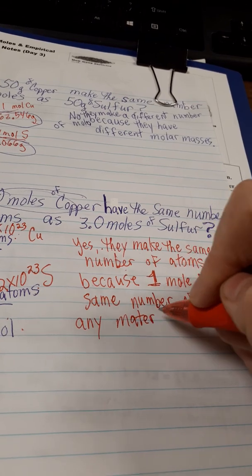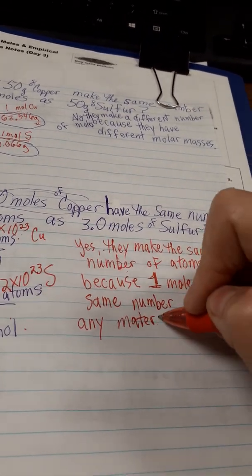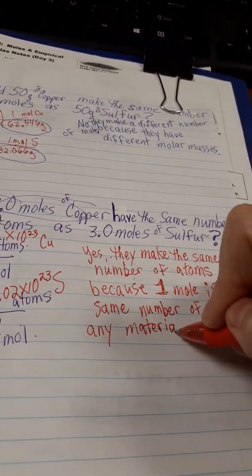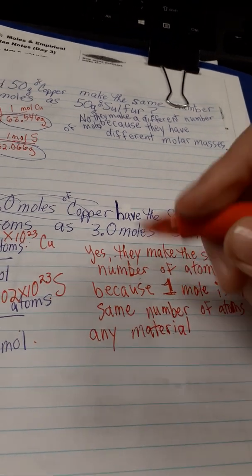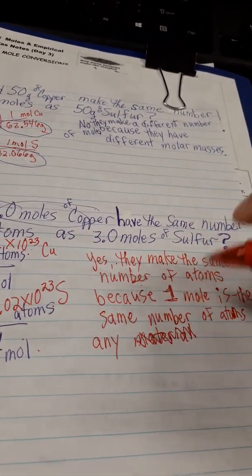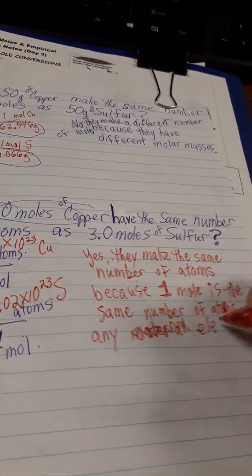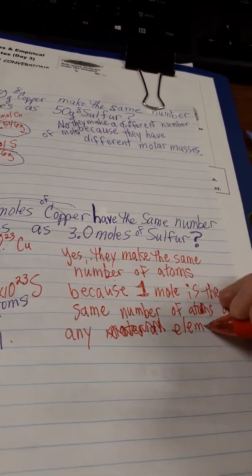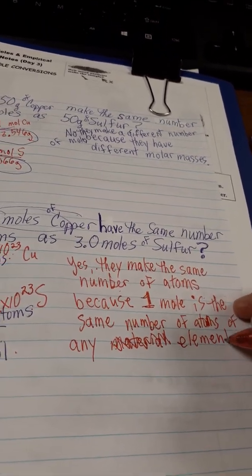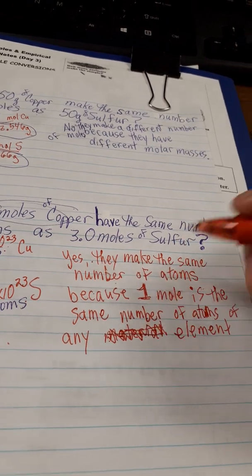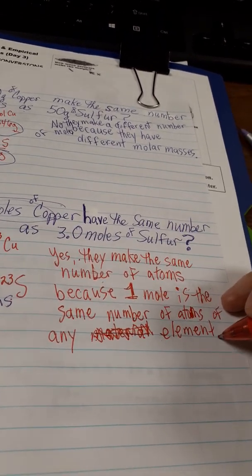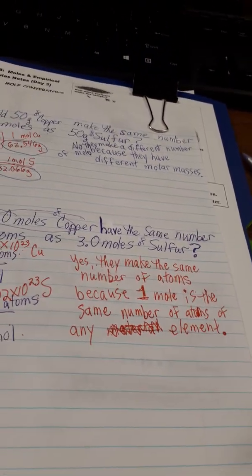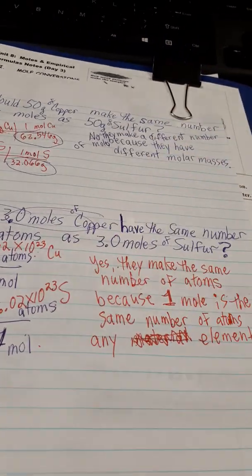I could say any element there. That would be even better. Any element would be even better here. I don't mind if you leave it as material. I'm going to correct it to make the better one, element. Do you see that even when you are good at writing, you can change your mind? You can edit it? That's normal. It's part of just good writing.